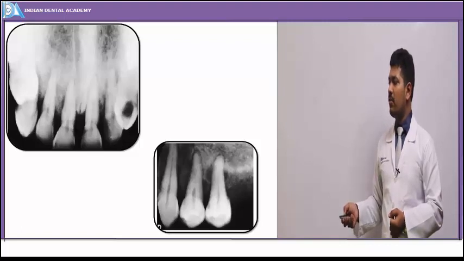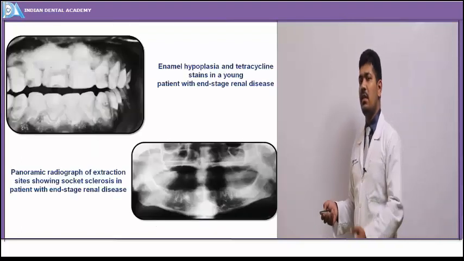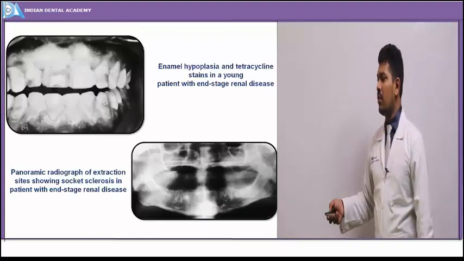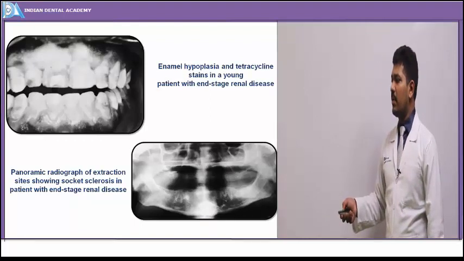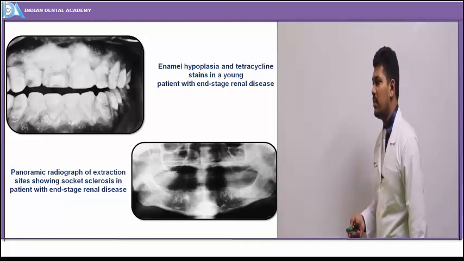There is also widening of the periodontal space, loss of lamina dura, again loss of bone. You can see the enamel hypoplasia, which is most commonly seen in end-stage renal disease. You can also see in this panoramic radiograph, wherein you can clearly make out the socket sclerosis seen in this particular patient with end-stage renal disease.